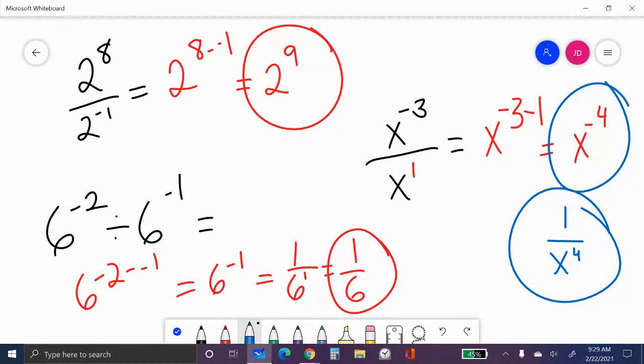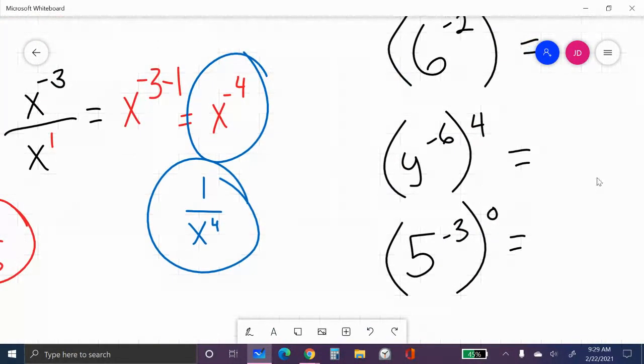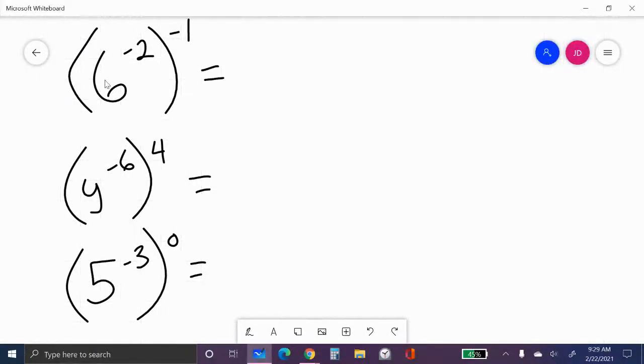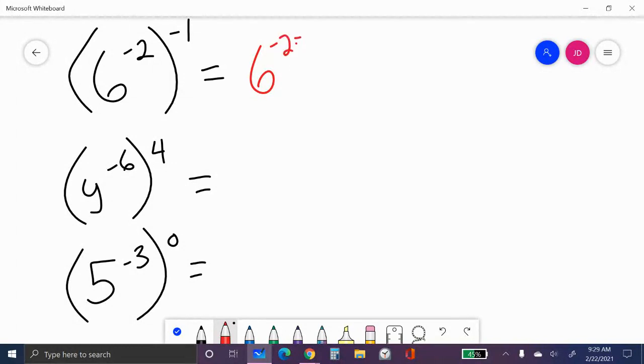All right. So remember, when we divide exponents, we keep the base, subtract the exponents. All right. You guessed it. Next one is power to a power. Now, when we have power to a power, we keep the base and multiply the exponents. So we have 6 to the -2 times -1, which is 6 to the +2, and we just leave it just like that.